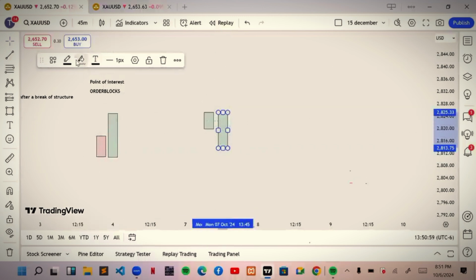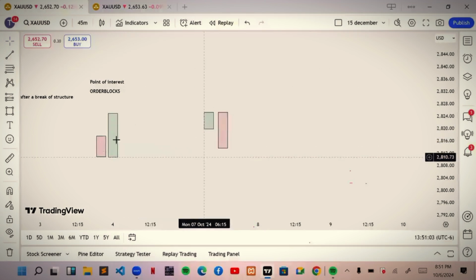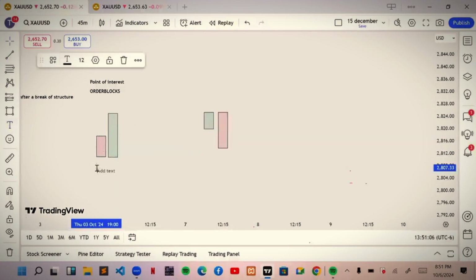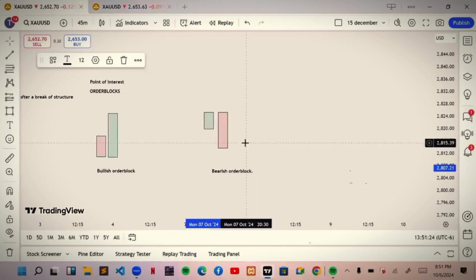So this will look something like this. This is a bullish order block right here. And this is a bearish order block right here. So use this bullish order block when you're looking for buys. You use this bearish order block when you're looking for sells.